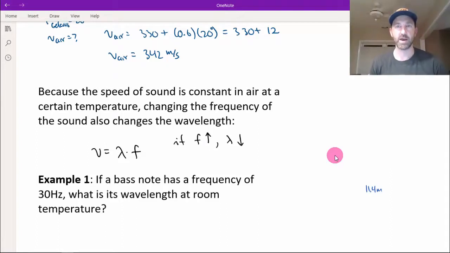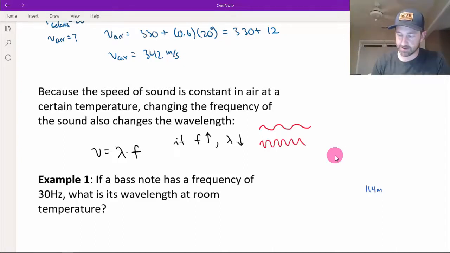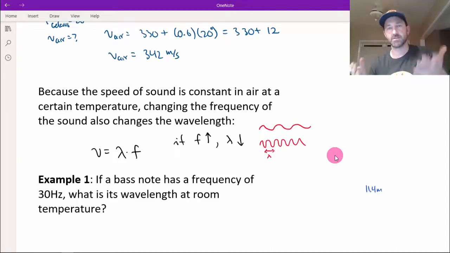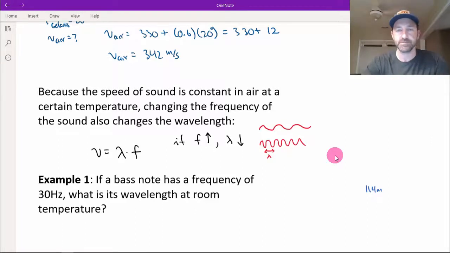Now, if I'm going to draw waves, let's say I have waves that look kind of like this. If I wanted to make more waves per second as I'm writing them, I would have to squish them together, make more waves per second. As I do that, the lambda value gets smaller, and that kind of makes sense. So if you make more waves per second, you get shorter waves.